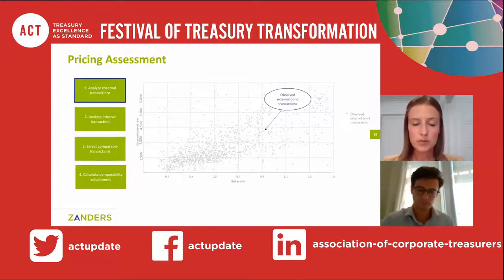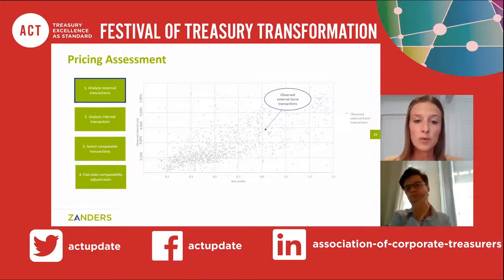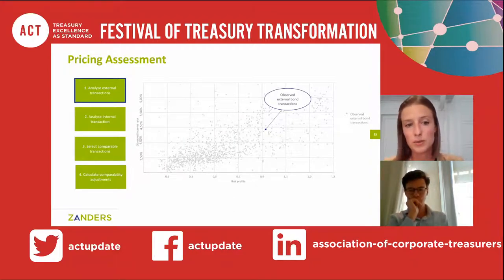So for the pricing assessment, just to go a bit more into a practical approach, how we then do that at Zanders. What we do is we look at the traded bonds universe, and we map the traded bonds that we can find to a risk profile. This risk profile is based on the credit risk of the issuers, but also on the term, the loss given default, and so on, so the level of securitization. And we map that risk profile, as you can see here, on the x-axis. And on the y-axis, we map the credit risk premium.